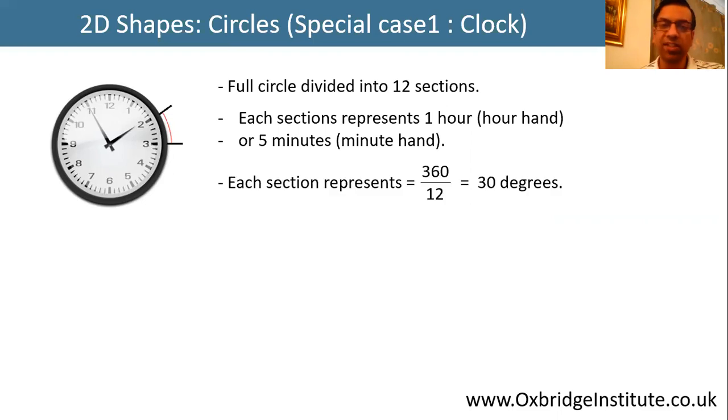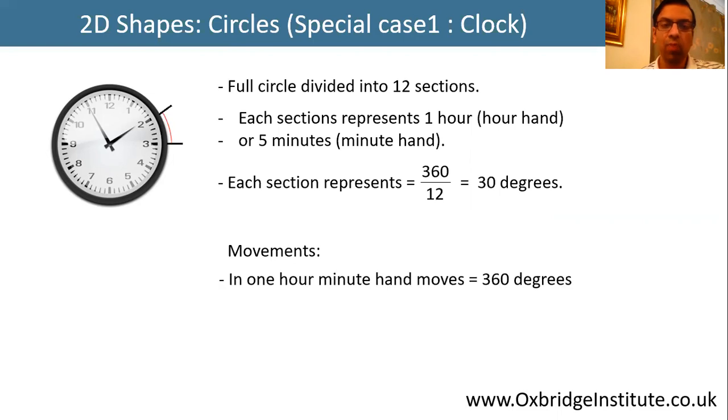In terms of degrees, each section represents 360 by 12 is equal to 30 degrees. This is because overall the full circle is divided into 12 parts, and we know a full circle is 360 degrees, isn't it? So each section is 30 degrees.